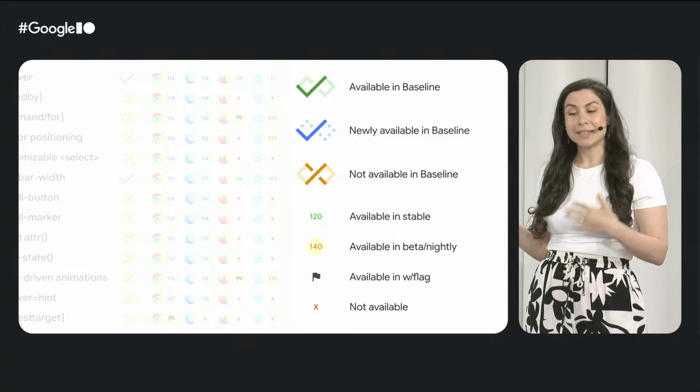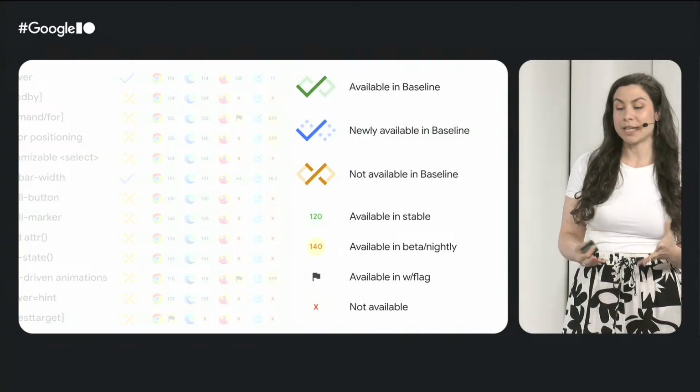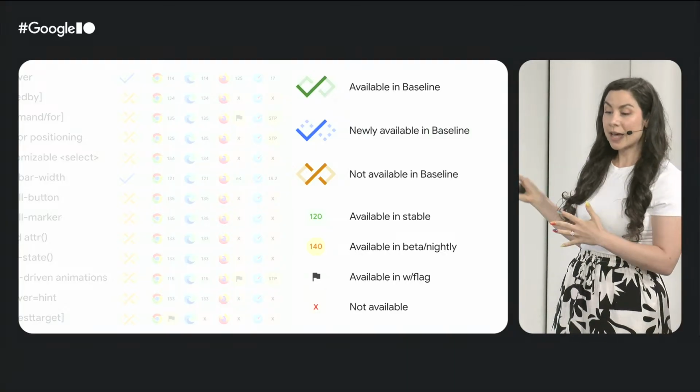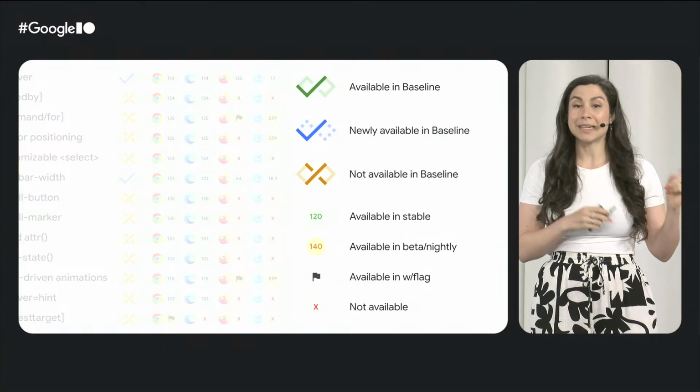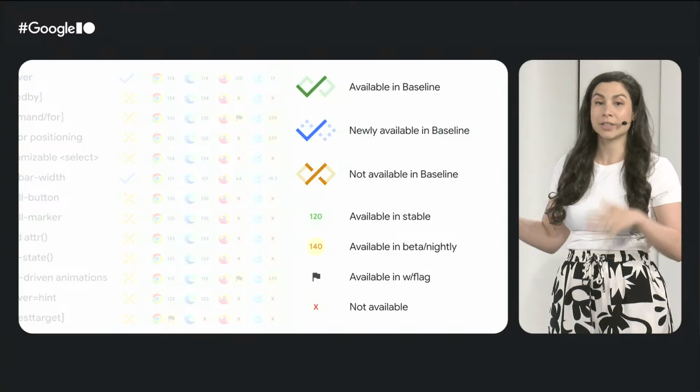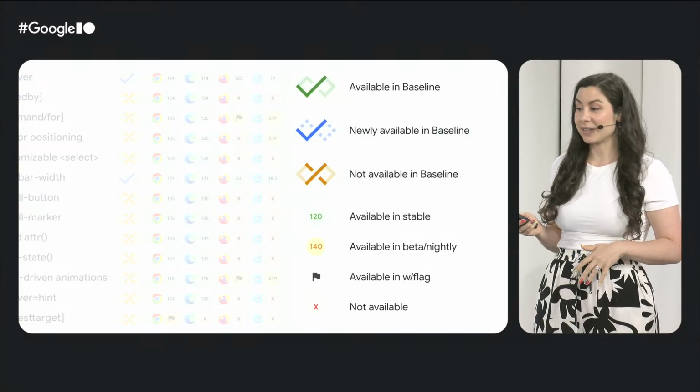So we'll be using baseline terminology and symbols to help you understand feature availability, so look out for these throughout the talk. And also, if you didn't catch What's New in Web yesterday, you can definitely catch that online to learn more about baseline and features that have landed.